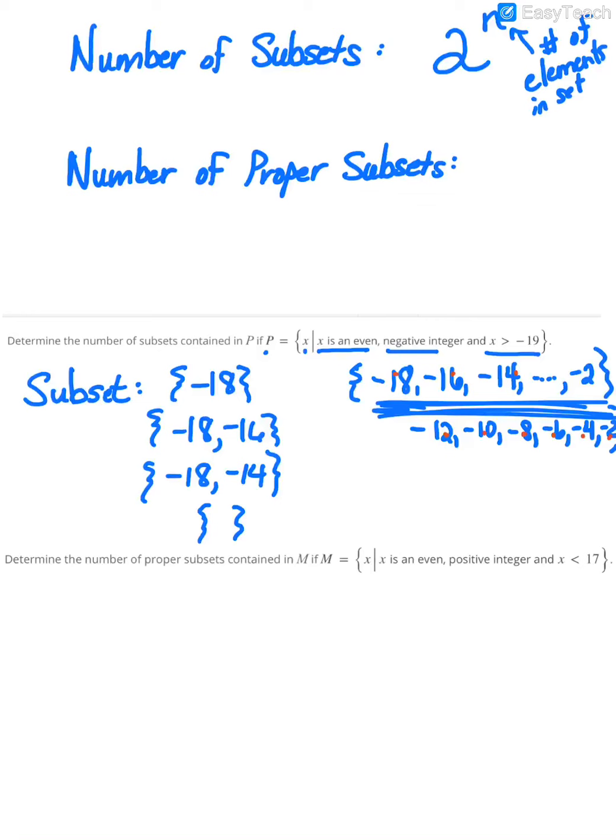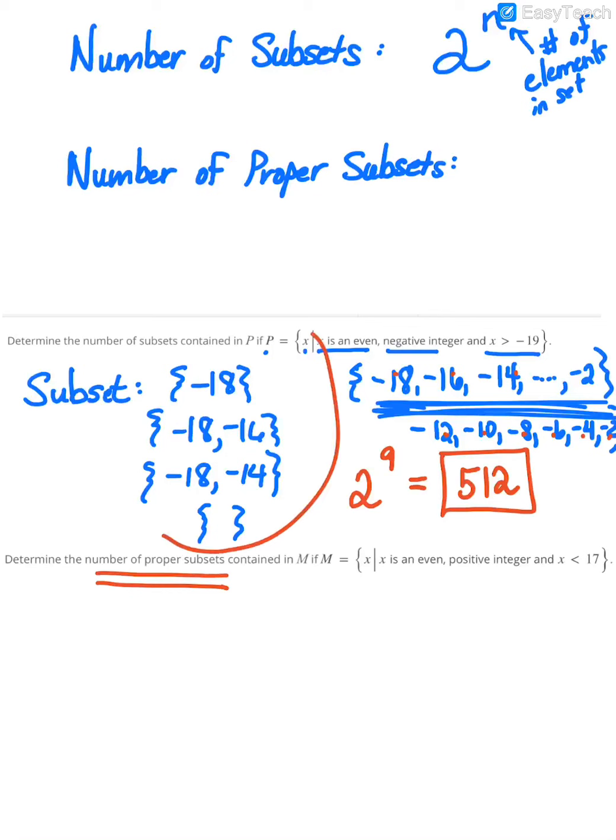So when they ask me for the number of subsets, I'm going to go 2 to the power of 9, and that is equal to 512. So we'd be here all day trying to list all 512 of those. Now, when they specifically ask for the number of proper subsets, that means it can include any grouping like these, but it can't include the set itself.